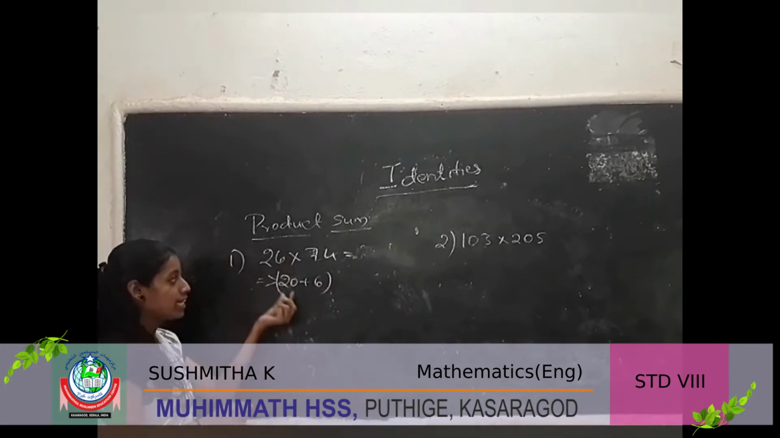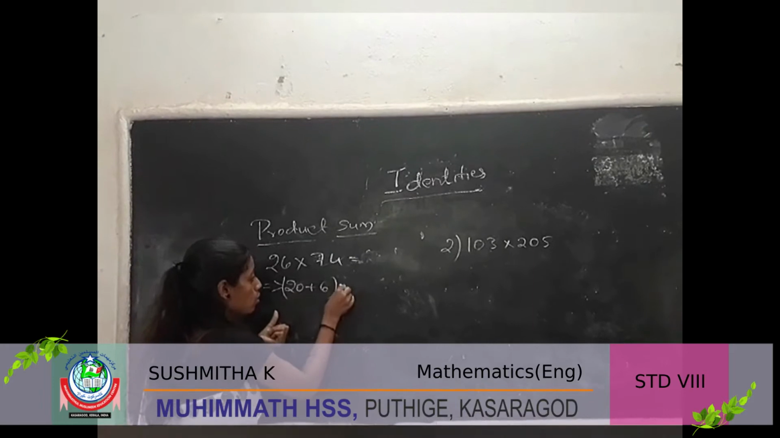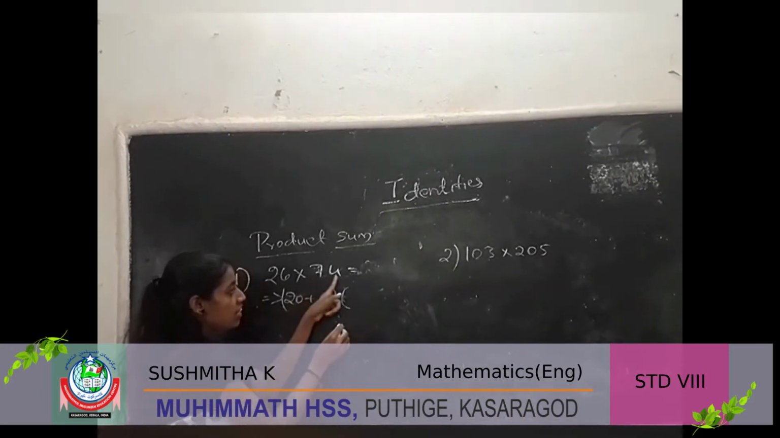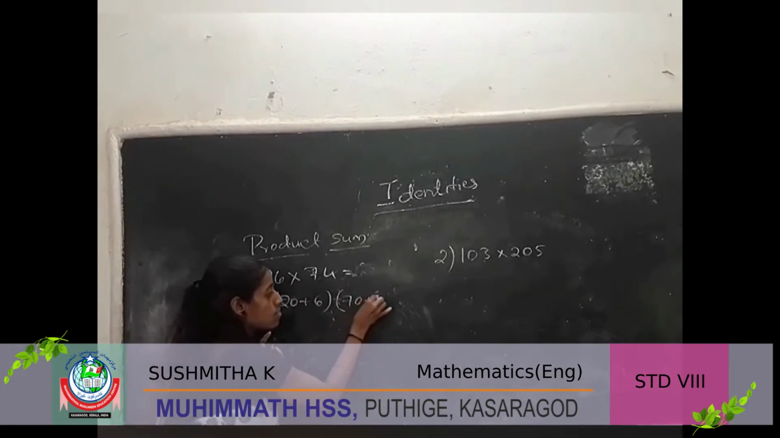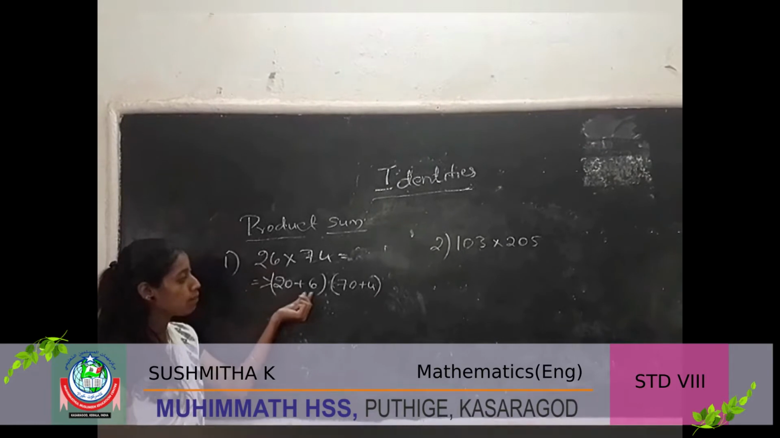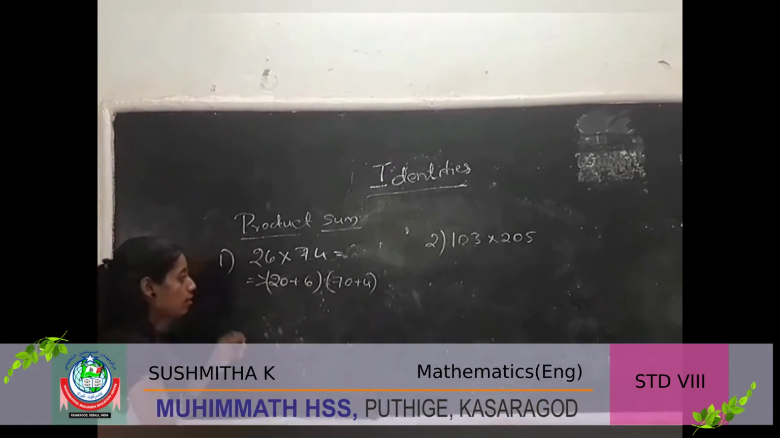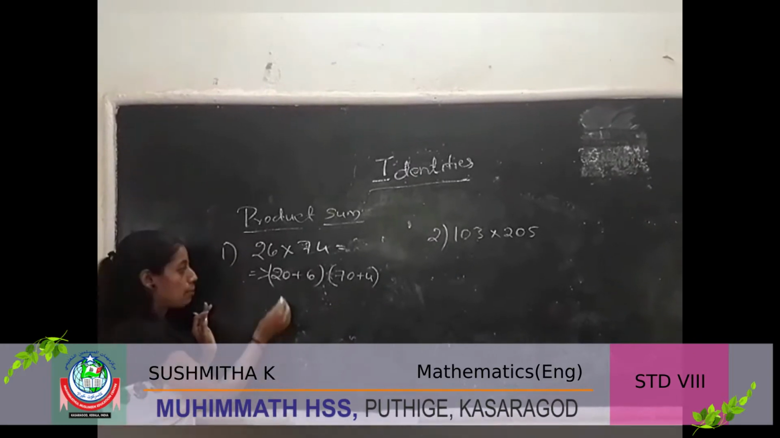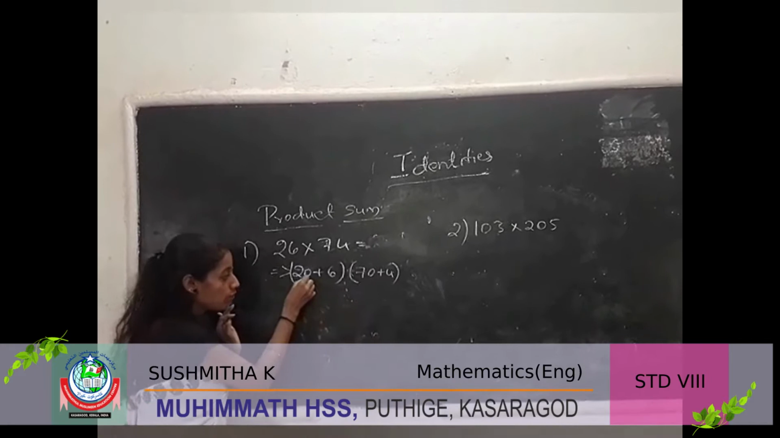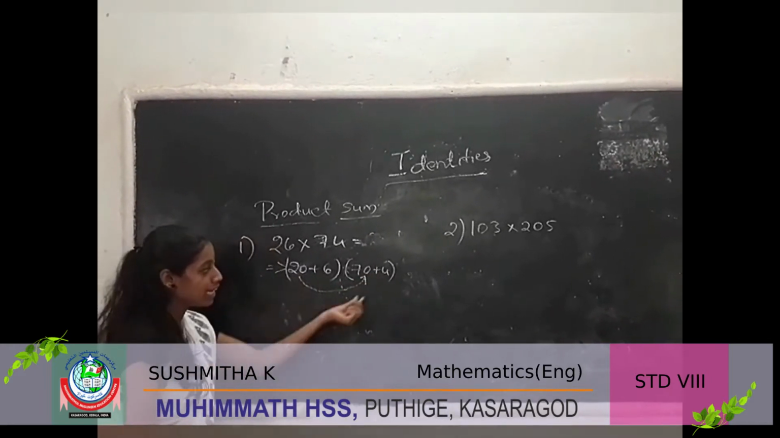We can write 26 as 20 plus 6 and also 74 as 70 plus 4, isn't it? Then the next step is we should multiply the numbers, as the first number, this means 20 into 70.